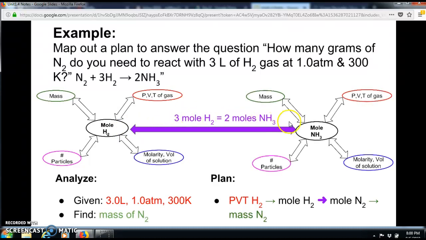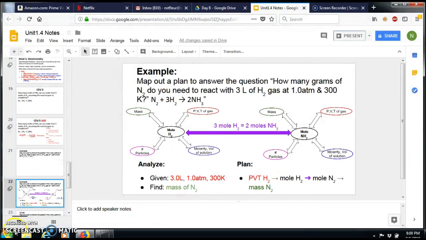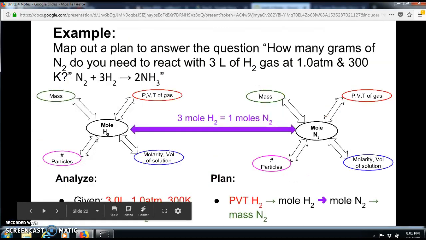And then once we have the moles of NH3, or I'm sorry, in this case, this should actually say N2. So you want to make that correction on your paper. So this should say moles of N2 here. Once you have the moles of N2, then you want to go to the mass of N2. So we got some changes to make here. Make sure this says N2. And you also want to change the coefficient here to 1. Let me do that now and then I'll come back. Okay, sorry for that confusion there.